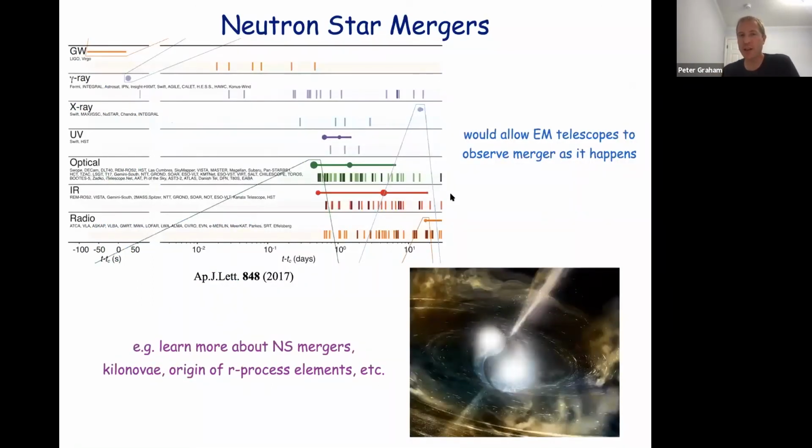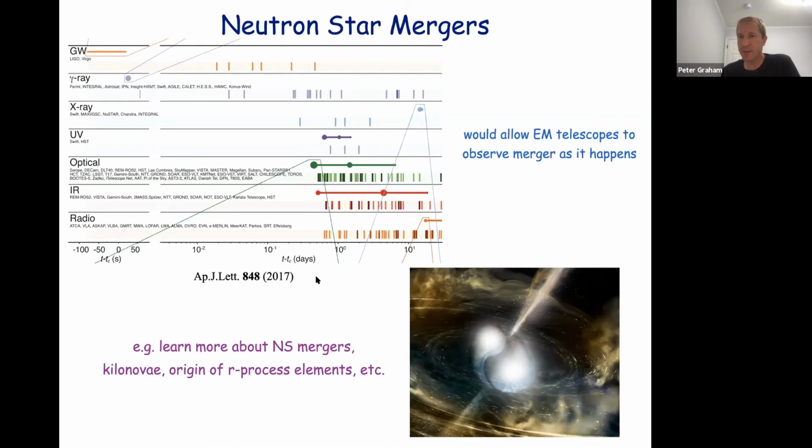So you may know LIGO saw a neutron star merger. Here is a plot of when that neutron star merger was seen in gravitational waves and in all these bands of the electromagnetic spectrum, the gamma ray, X-ray, UV, and so on, versus time from the merger. And you can see, of course, famously, they got it in gamma ray early, but then in all the other bands, they didn't get it until much later, fractions of a day.